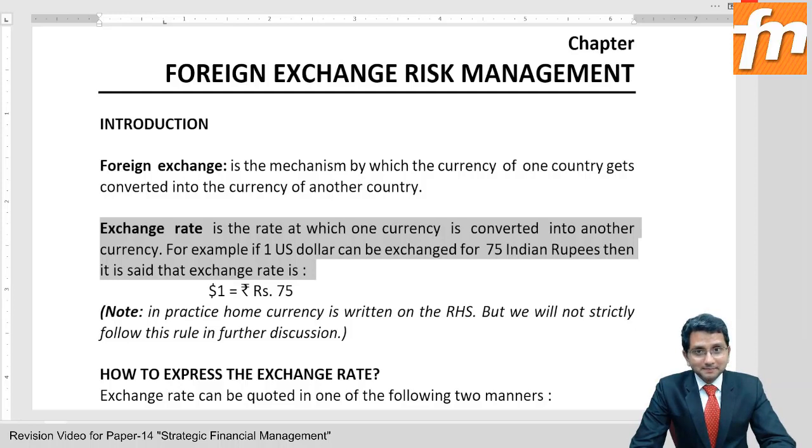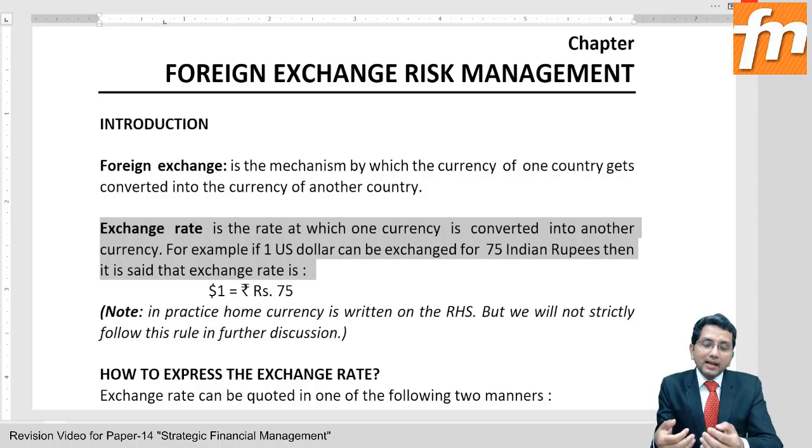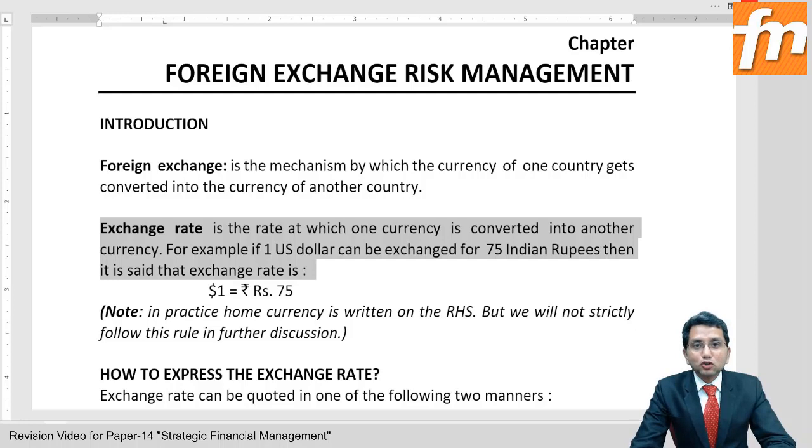At what rate? I don't say what is the price of the dollar. I say what is the exchange rate of the dollar. See, if I say what is the price of this remote control, then the word price is actually suitable over here. You know why? Because I'm trying to get one commodity by paying currency, and that's why the word price is suitable. But if I'm trying to get one currency by paying another currency, then the more suitable word is exchange rate.